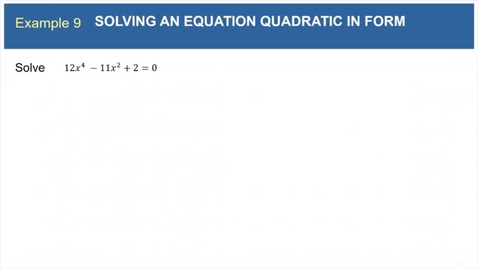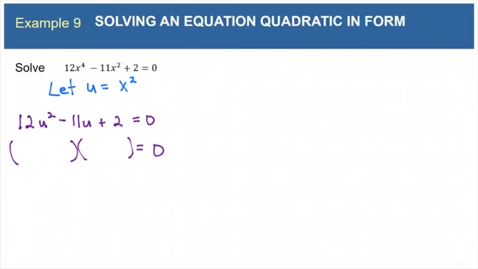And let's just notice that the exponent on the leading term is twice as much as the exponent on the middle term. So that means we can make a u substitution, and u will be x squared. So if u represents this, then u squared will have to represent this. So we're going to get 12u squared minus 11u plus 2 equals 0. This is something we can factor. So I'm going to try to break it into two binomials.